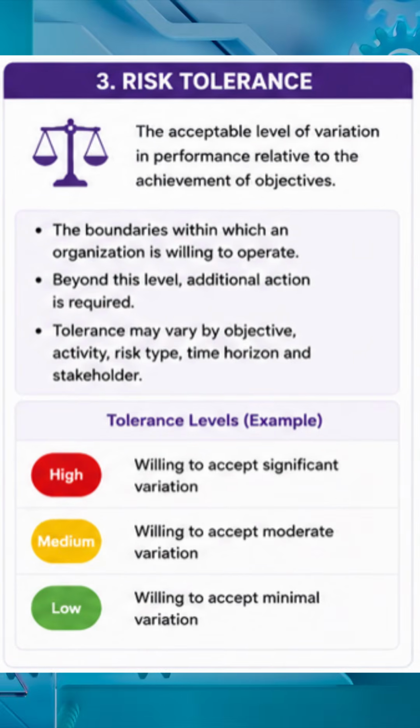Now let's look at risk tolerance. Risk tolerance defines the acceptable level of variation or deviation an organization is willing to accept while still achieving its objectives. In simple terms, it establishes operational boundaries. If risk levels move beyond those boundaries, management action is normally required. Some organizations may tolerate higher levels of risk in certain areas, while others may have very low tolerance depending on their objectives or regulatory obligations.